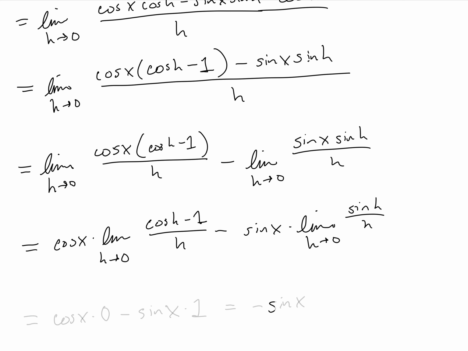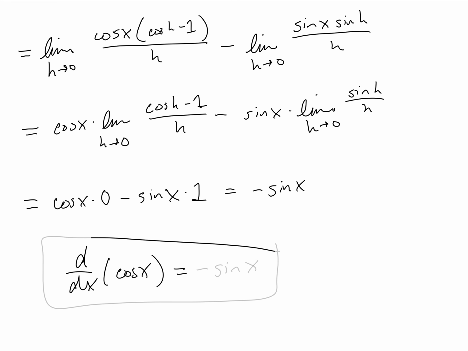And now we've got cosine of x times the limit as h goes to 0 of that quantity we proved is 0, minus sine of x times the limit as h goes to 0 of sine h over h, which is 1. And so that reduces to negative sine of x. And we have proved that the derivative with respect to x of cosine of x is equal to negative sine of x.